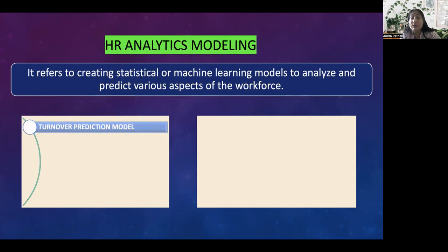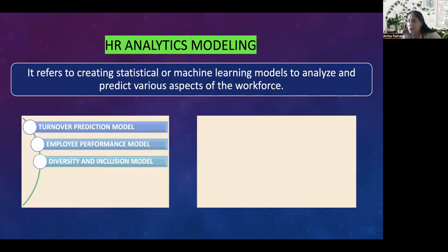Let us understand. Turnover prediction model, as the name suggests, is about turnover. This model refers to creating statistical or machine learning tools to analyze and predict the turnover aspect of the workforce. This model will work on turnover, not anything else. It has nothing to do with performance. It is customized: the turnover prediction model will work on the turnover of the organization. The employee performance model will focus on the employee performance of the organization. In it, we create statistical machine learning tools to analyze the performance of employees.